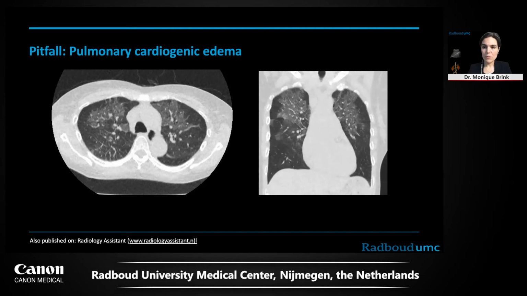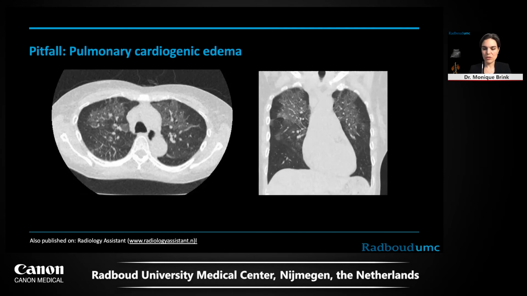But sometimes it might be more difficult, and you have to give the patient a CO-RADS 3 because you see bilateral, not very typical ground glass, and you just don't know. But take into account the cardiac history of the patient and look for features of cardiogenic edema in order to make that differential diagnosis.